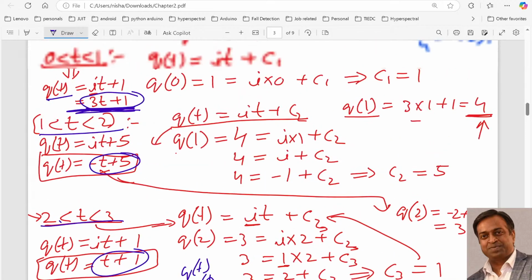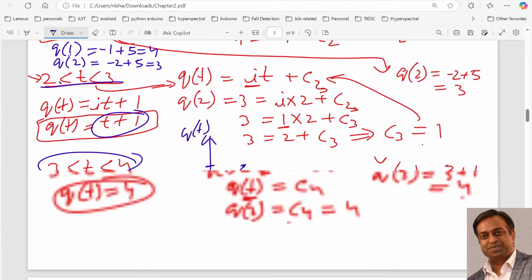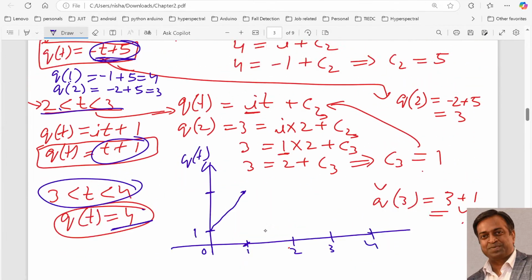After that, between 1 and 2, the equation is minus t plus 5, right? So if I find q1, substituting the value of 1 over here, I get minus 1 plus 5 equals 4, which is same as we get from this equation for this range. So it is same. And now if I put t equals 2, I will get minus 2 plus 5, which equals 3. So at 2 it is 3, which means our graph will come like this.